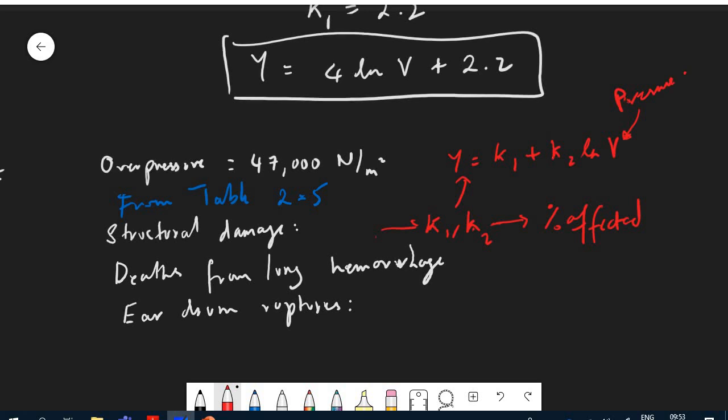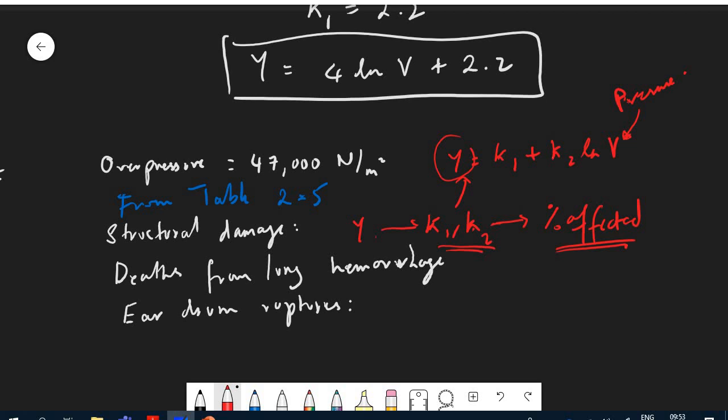Pressure. So if I have the percentage, I want to get the percentage affected. How to get it? I go to table 2.5 and find K1 and K2, and finding K1 and K2, I'm going to find Y. Then I substitute the pressure, and I will find Y, the probit. And by finding the Y probit, I can get how much percent will get affected.